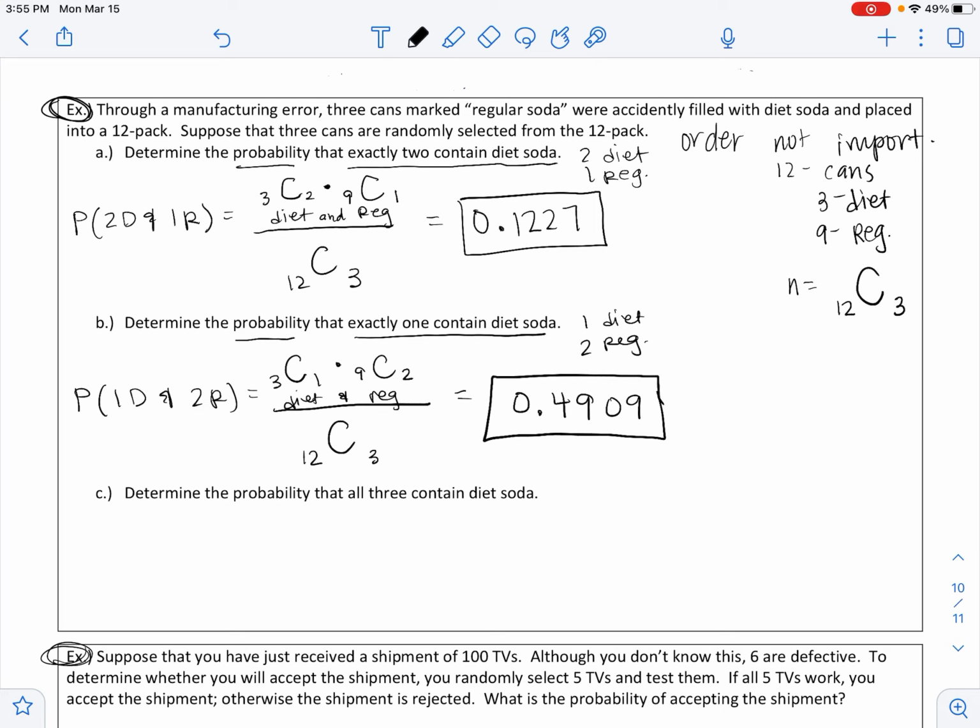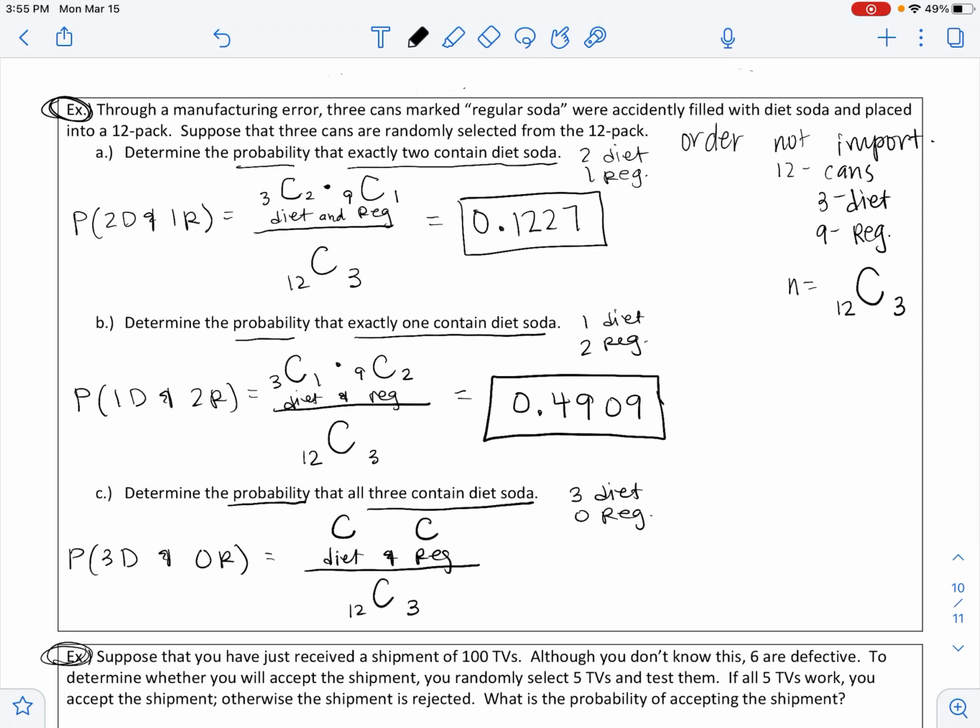Part C says determine the probability that all 3 contain diet. That means that 3 are going to be diet, and that means we would have 0 regulars. So this time again, probability that 3 are diet and 0 are going to be regular. Same idea. Again, pause the video, try to do this all on your own, and then check to see if you did it correctly. We should have 12 choose 3 for our denominator, again splitting this up as diet and regular, with C's above both of those, since order is not important.